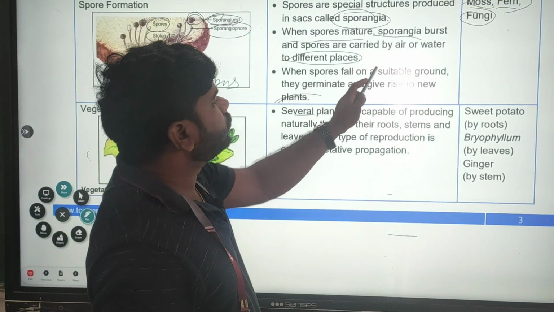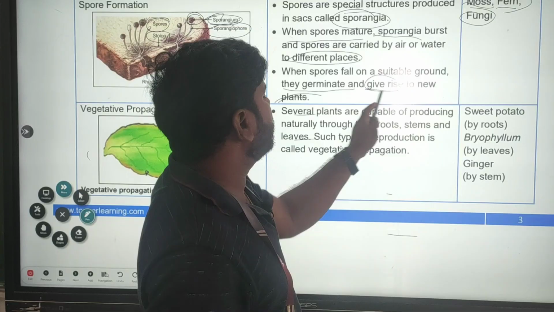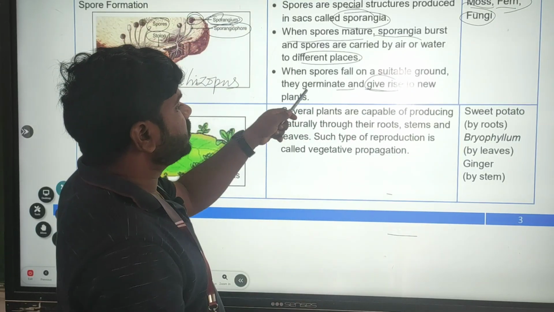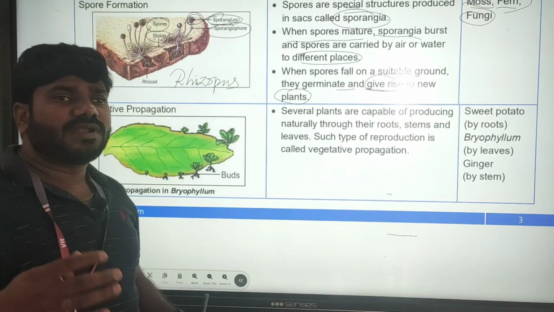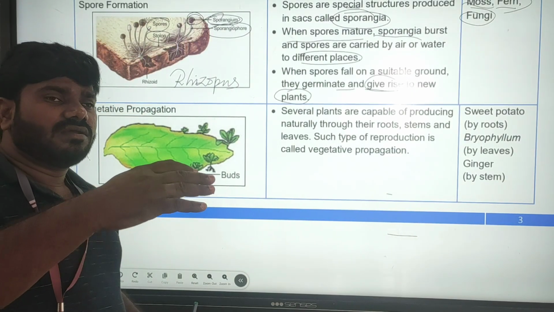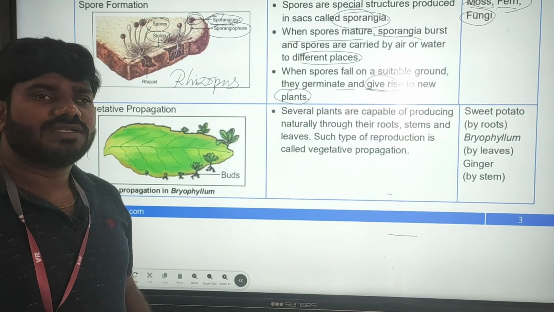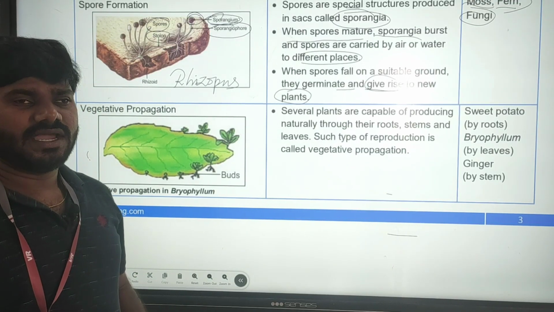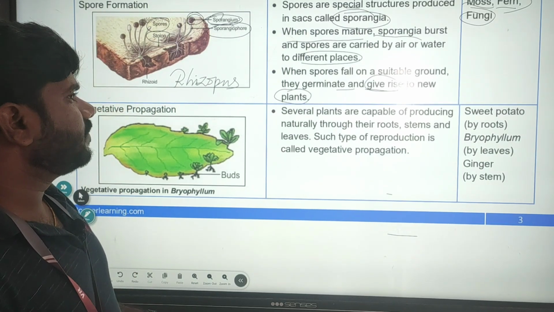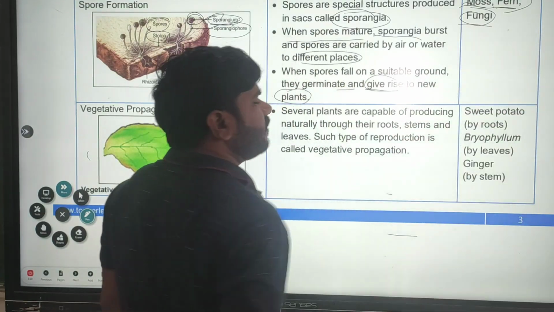When spores fall on suitable ground, they germinate and give rise to new plants. That means after bursting, the spores fly away through the air or water, land on a suitable place, and germinate into new organisms. Okay, examples we saw were moss, fern, and fungi.